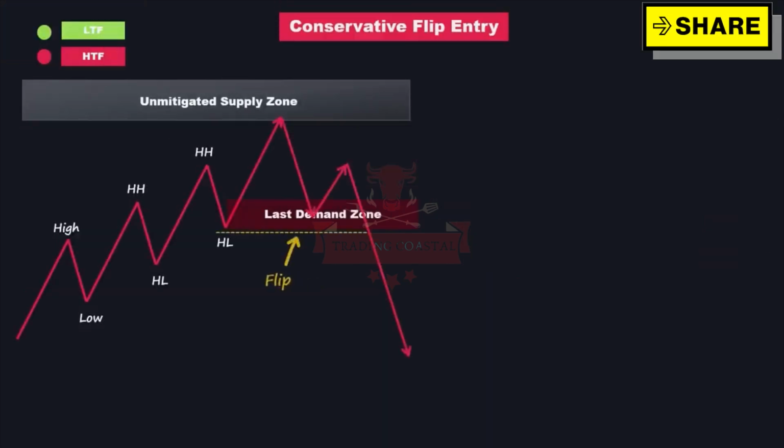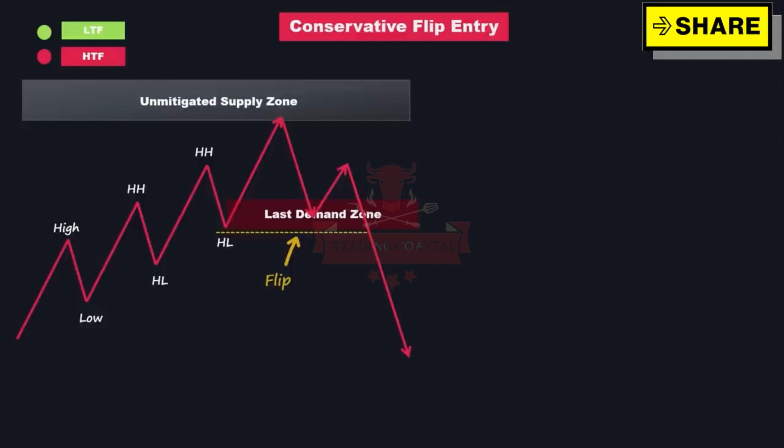Suppose we have a perfect flip pattern on the higher time frame. Price has successfully mitigated the higher time frame supply zone and failed to create a new high. Eventually, it flipped the recent demand zone after a pullback. To apply the conservative entry, we need to follow a few steps.